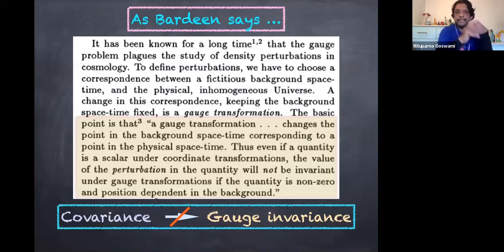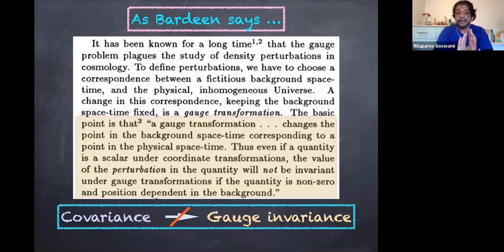So this is what Bardeen writes in his famous paper where he defined this whole thing about gauge transformation and gauge invariance: that a gauge transformation changes the point in the background space-time corresponding to the point in the physical space-time. Thus, even if a quantity is a scalar under coordinate transformation, the value of the perturbation in the quantity will not be invariant. That is very important under gauge transformations if the quantity is non-zero and position dependent in the background.